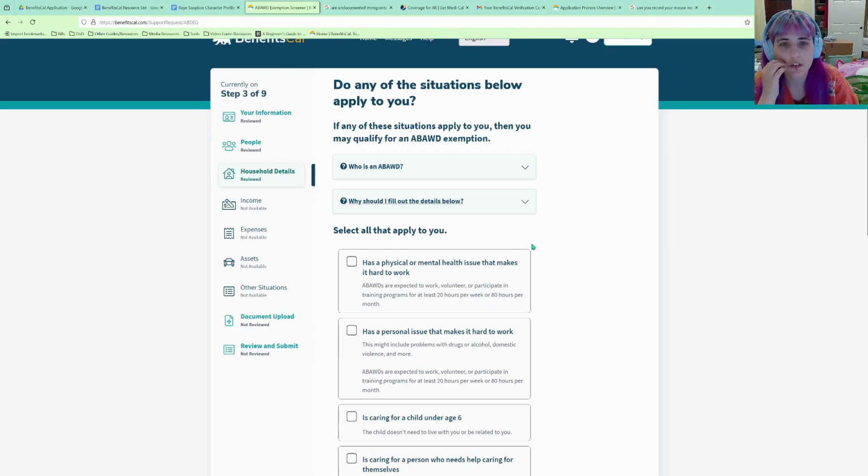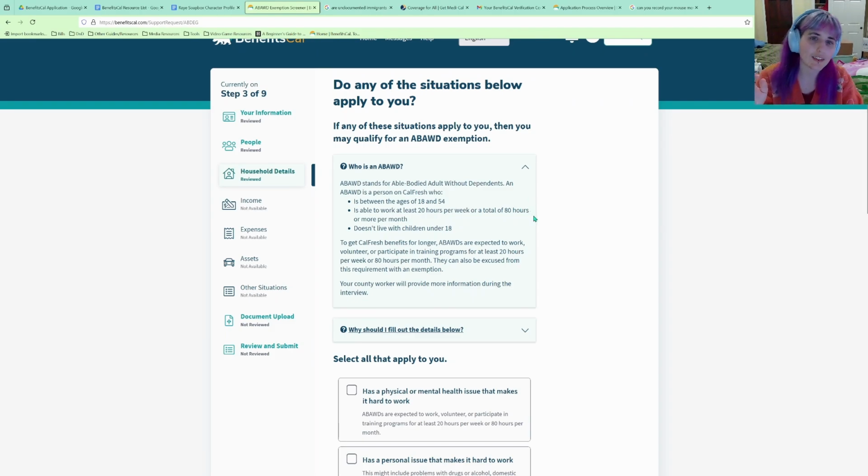If any of the situations apply to you, then you may qualify for ABAWD, which is able-bodied adult without dependents. This is particularly for CalFresh, someone who is between the ages of 18 and 54, able to work at least 20 hours per week, or a total of 80 hours or more per month, and doesn't live with children under 18. To get CalFresh benefits for longer, able-bodied adults without dependents are expected to work, volunteer, or participate in training programs for at least 20 hours per week or 80 hours per month.